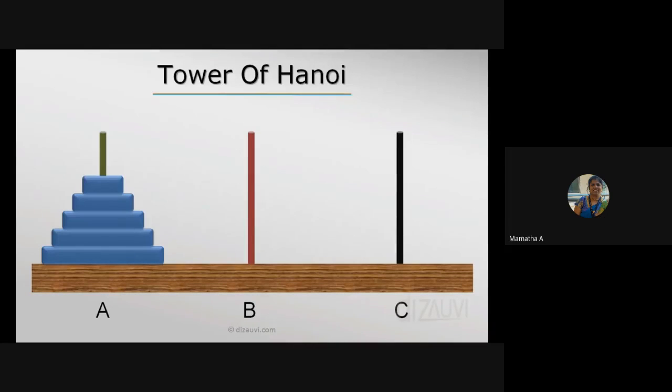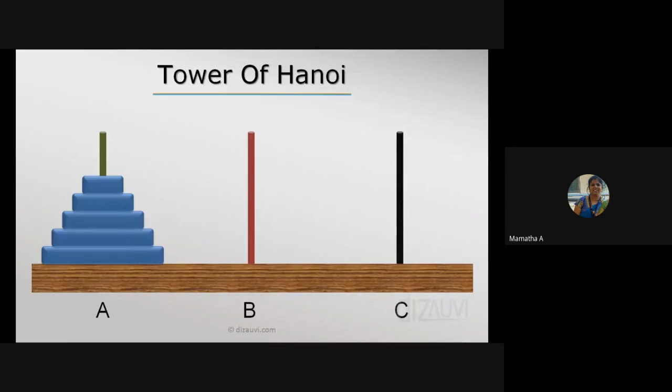And it is said that by the time all the discs are moved from one tower to the other, the world will end. But the world has already ended many times now, and it's probably become quite boring to even talk about it. But anyways, let's go over the rules of the puzzle.